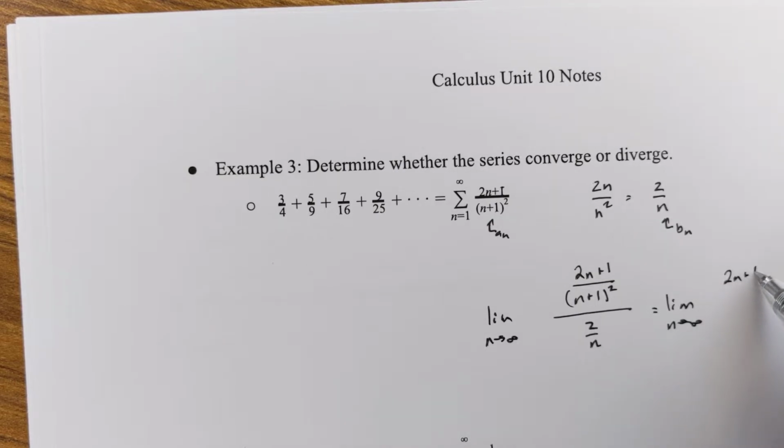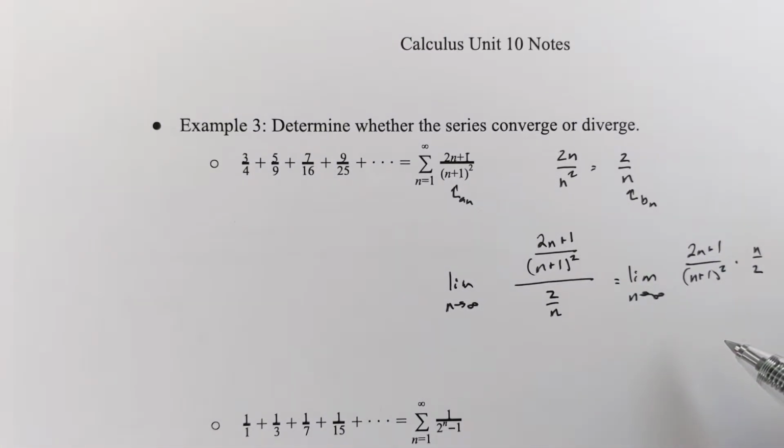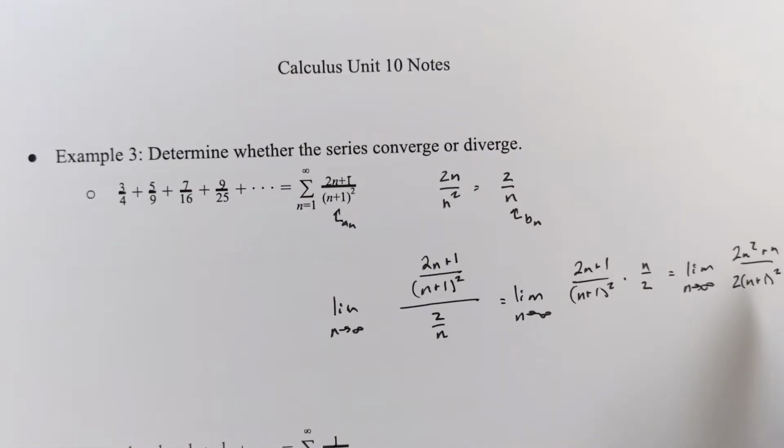So 2n plus 1 over n plus 1 squared times n over 2. So flip it and multiply. So this becomes the limit as n approaches infinity of 2n squared plus n over 2 times n plus 1 squared. So this would become infinity over infinity, so we have to do L'Hopital's.